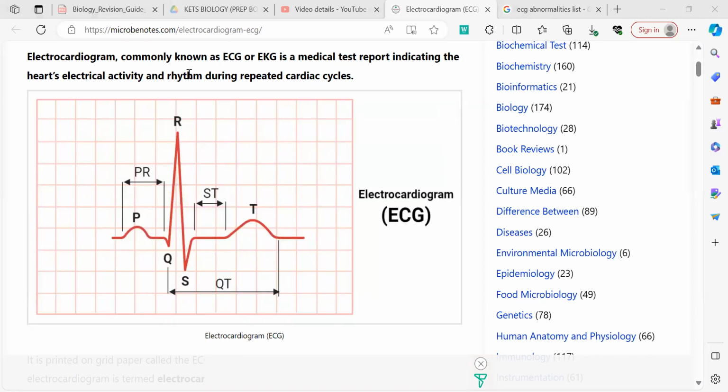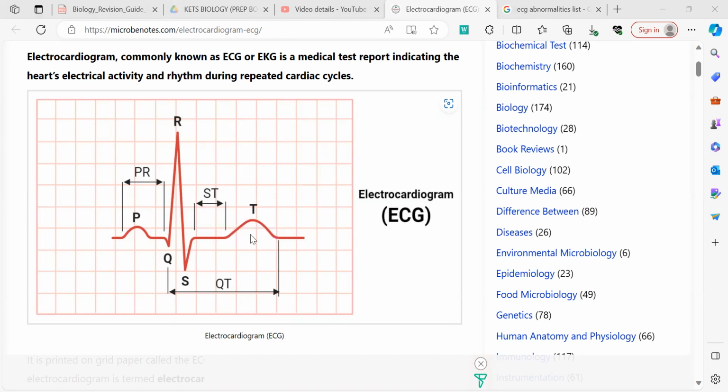One of the most important stages of the ECG is ventricular depolarization, or in other words, the ventricular contraction. This is represented by the QRS complex. And finally, this is the T wave. Now, what does the T wave represent? The T wave represents ventricular repolarization.